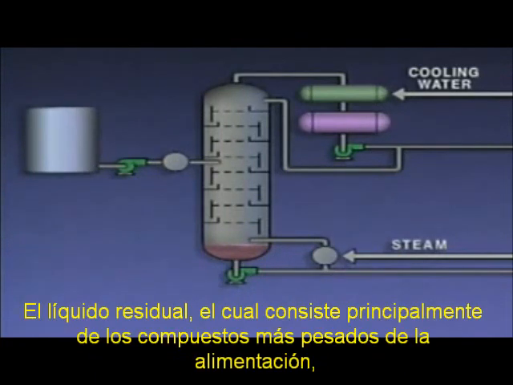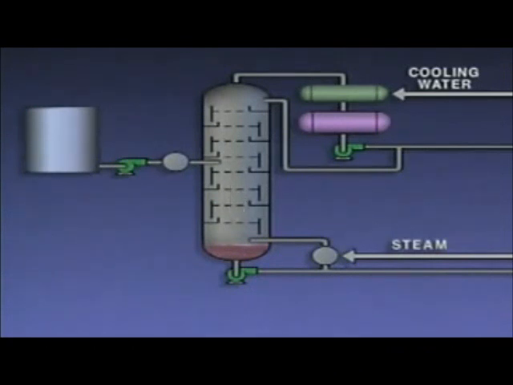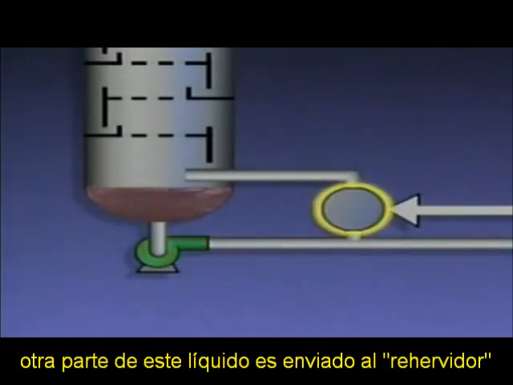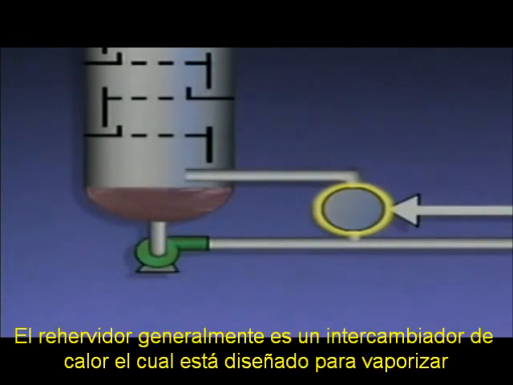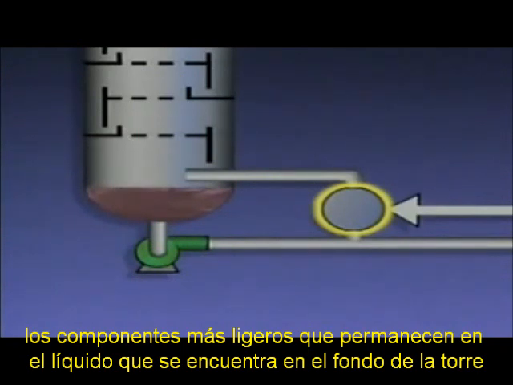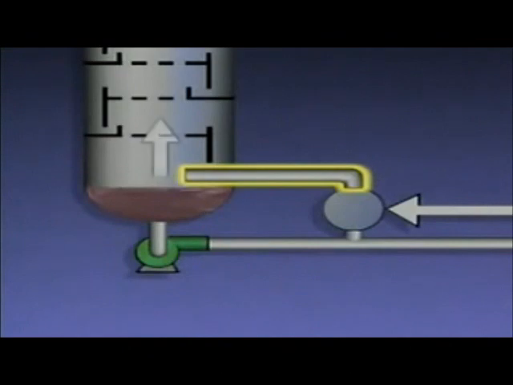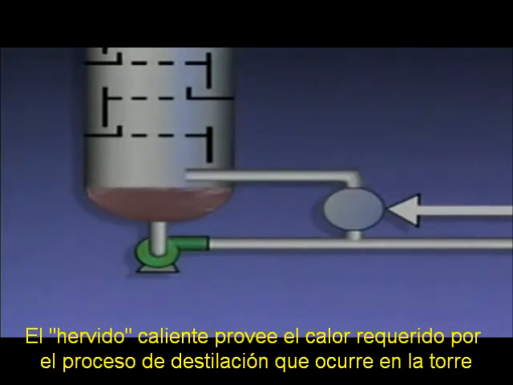The remaining liquid, which consists primarily of the heavier components in the feed, moves down the tower and collects at the bottom. Some of this liquid is drawn off as the bottom's product, and some of it's routed to a device called a reboiler, which is connected to the bottom of the tower. The reboiler is usually a heat exchanger that's designed to vaporize the lighter components that remain in the liquid from the bottom of the tower. Vapors from the reboiler, or in some cases a mixture of vapors and liquid, re-enter the tower. The vapors then rise up in the tower. These vapors and the heat they contain are often referred to as boil-up. The hot boil-up provides heat that's needed for the distillation process to take place in the tower.